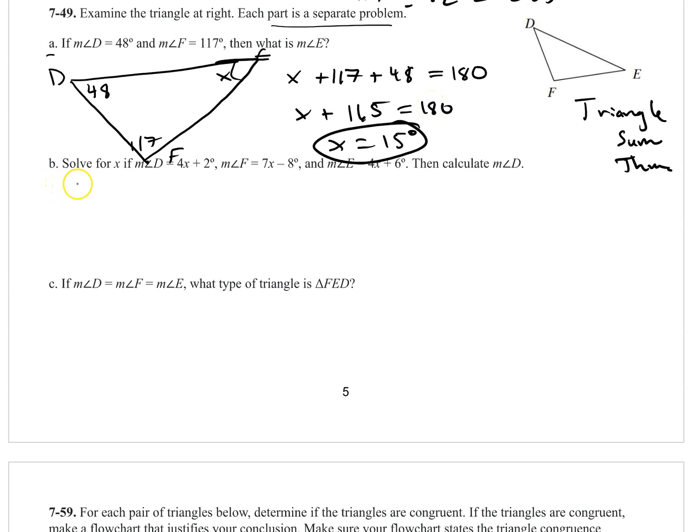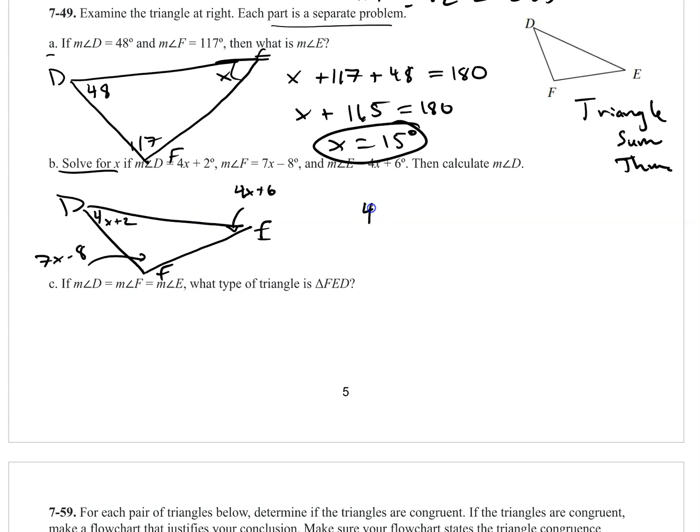Part B. Let me help you set this one up. Okay, angle D is 4x plus 2. Angle F is 7x minus 8. Ooh, that's E. F is down here. Excuse me. So F is 7x minus 8, and angle E is 4x plus 6. Alright, solve for x.